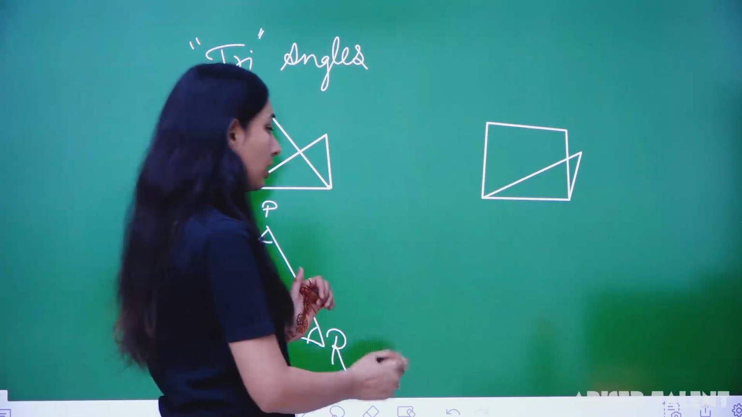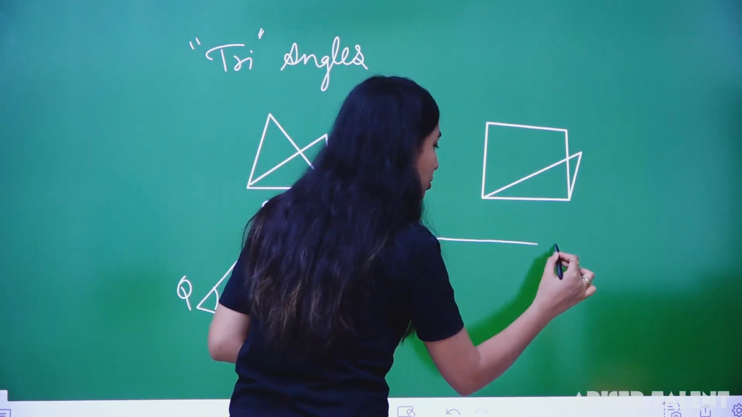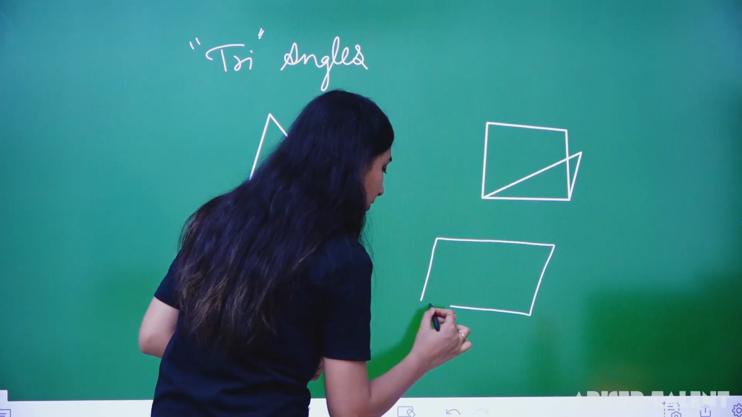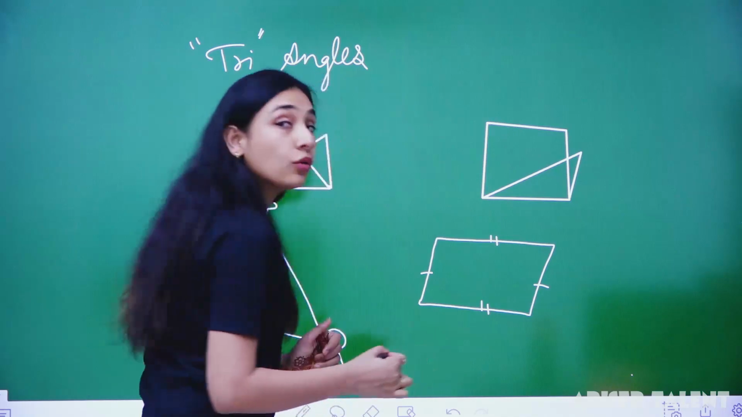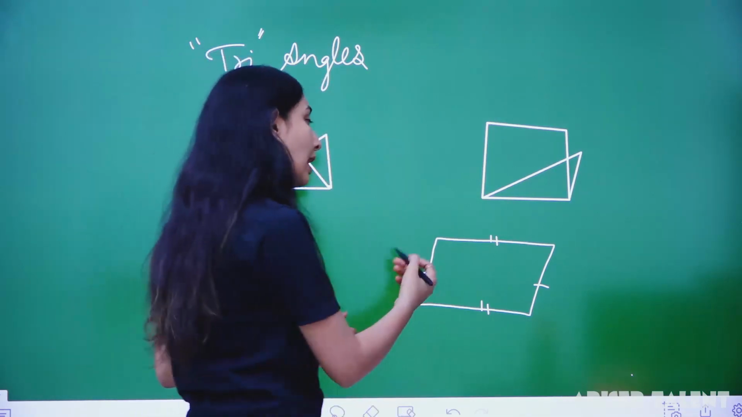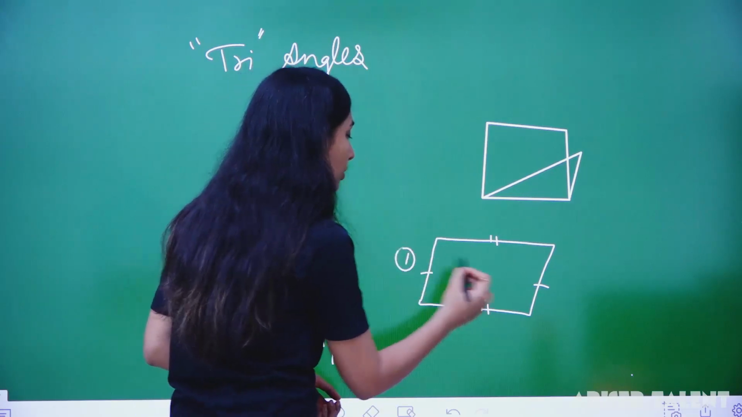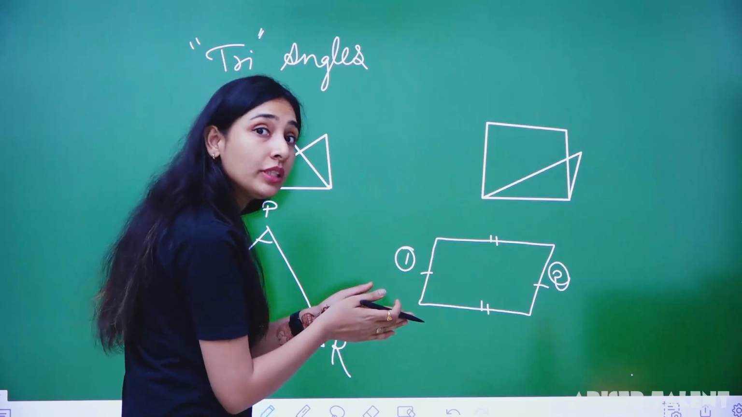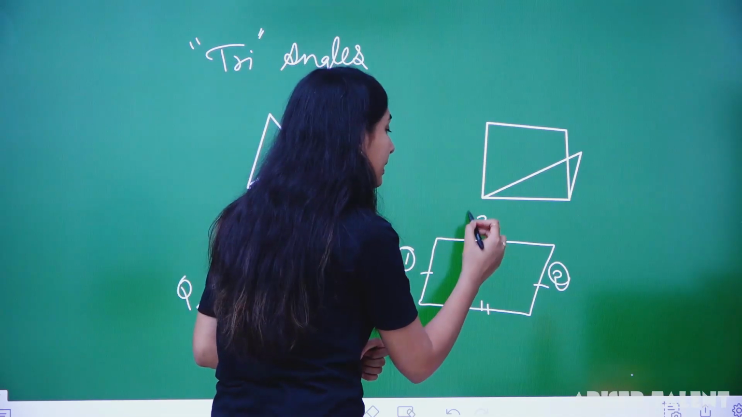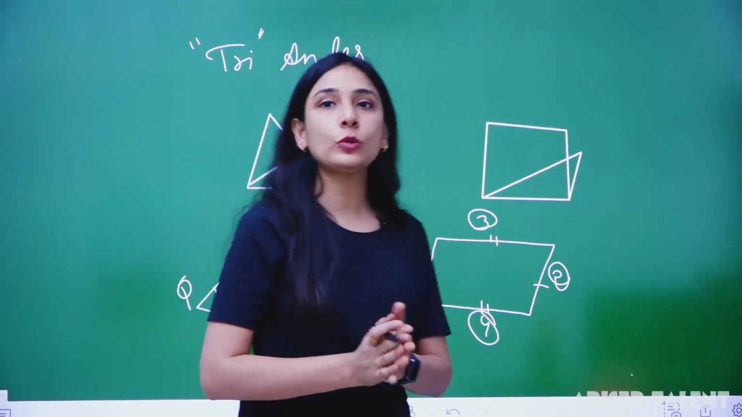Now what is a parallelogram? If I'm having a quadrilateral such that the opposite sides are equal to each other, and also they are parallel to each other. So if I'm talking about this first and second side, these are equal to each other and parallel to each other. And then 3 and 4 are also equal to each other and parallel to each other.